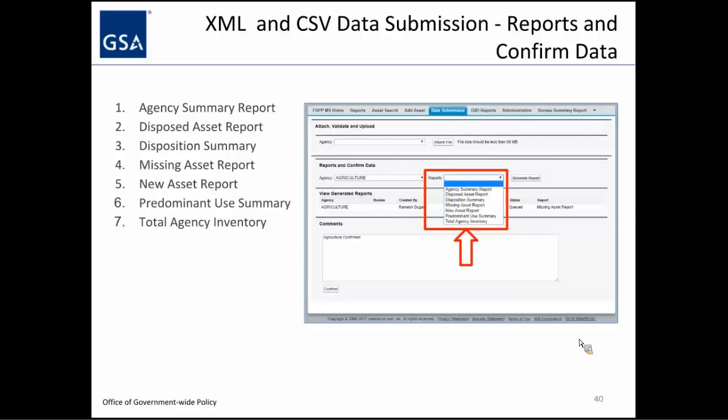Agency admins are strongly encouraged to run all the reports as an accuracy check. As a data submission user or an agency admin, you'll be able to run these reports. Just a note, though, that agency admins will be the only user able to confirm the data in the FRPP system. Once the agency admin selects confirm and zero errors occur, the data submission process for your agency or bureau is now considered complete for the fiscal year.